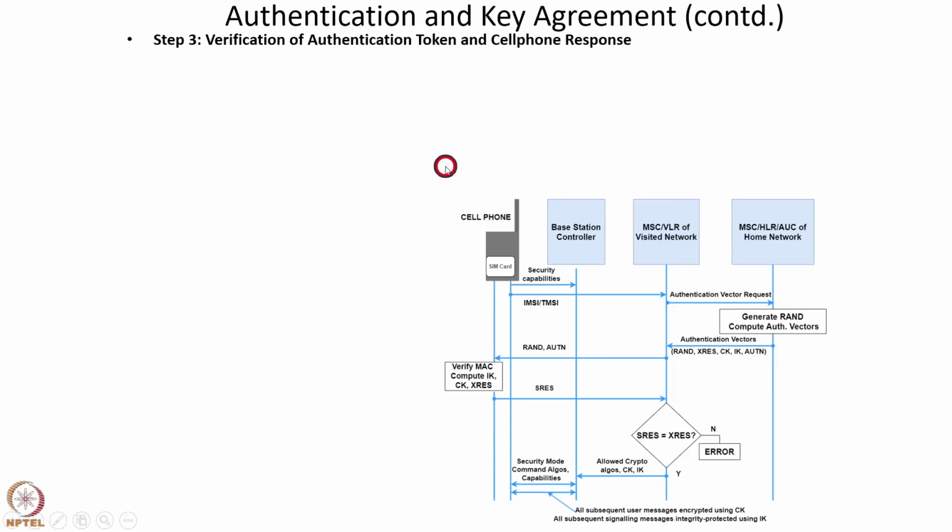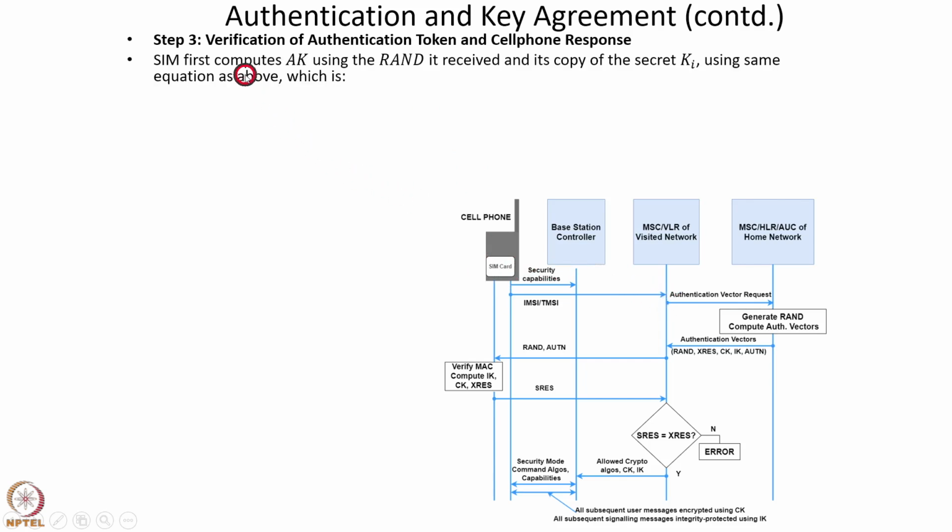Then the next step is verification of the authentication token and the cell phone response. So in this step, the SIM card authenticates the network. That is, the SIM card checks whether the network is legitimate or not. The SIM first computes the anonymity key AK using the RAND that it received and its copy of the secret KI, using the same equation as the MSC HLR had used, and that equation is: anonymity key is F5 of RAND comma KI. So we discussed earlier that the same equation is used by the MSC HLR to compute the anonymity key. Then the SIM card retrieves the first element of the received AUTN.